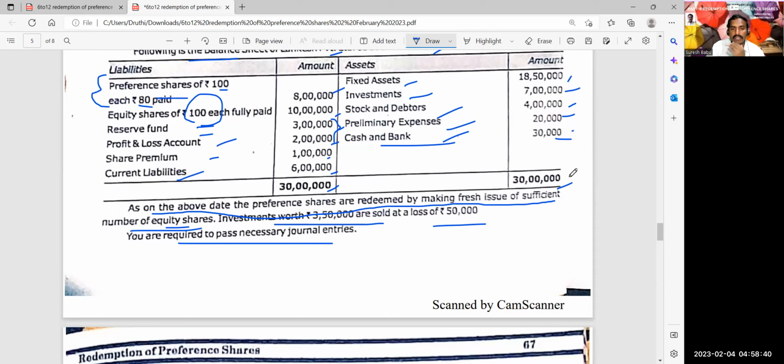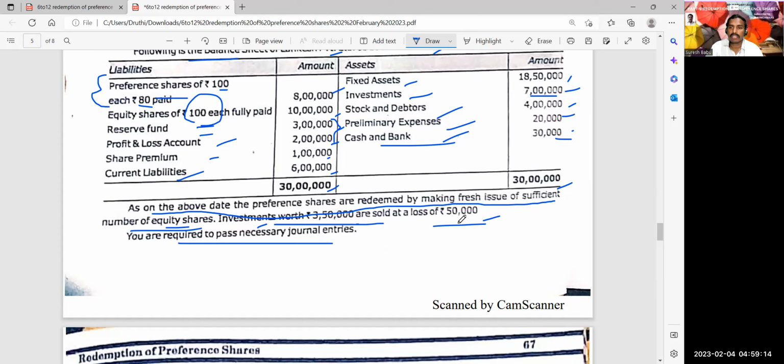And one more thing, investments of 3,50,000 rupees are sold at a loss of 50,000. Investments is how much here? 7 lakhs. So half of the investments you are selling, 3,50,000 worth, for 3 lakh rupees. So bank account debit 3 lakh rupees, profit and loss account debit 50,000, to investments account 3,50,000 rupees, being investment sold at a loss.